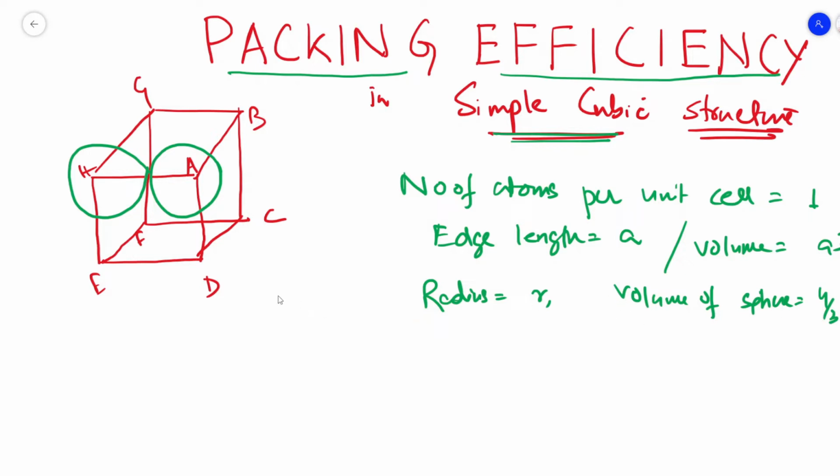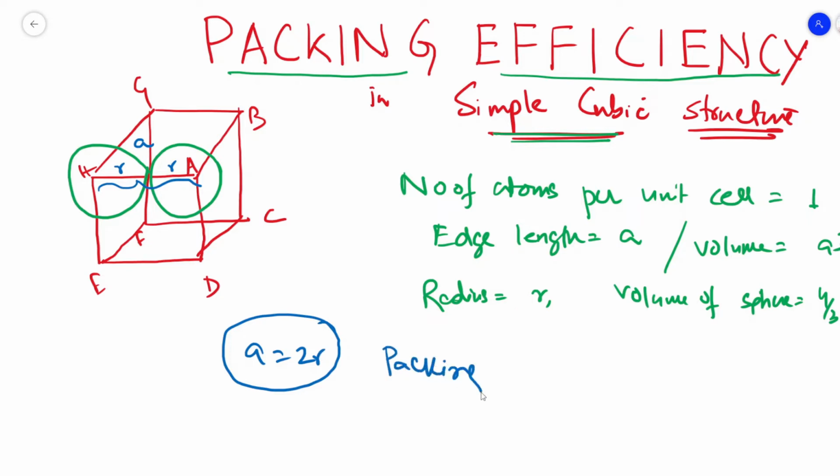Now from this picture we can easily see the edge length, that is the distance between A and H, that is a, and within this a there are two radii of the atoms. So I can write a is equal to 2r. So simply we get a relation between a and r. Now we have to do nothing, you directly put the value of a in this formula, that is packing efficiency.